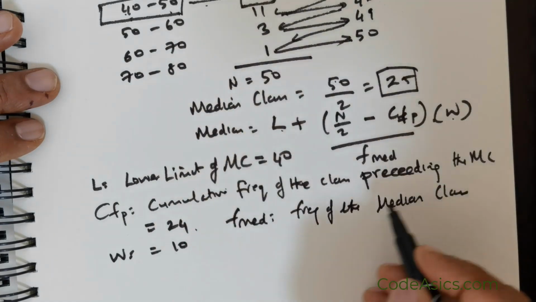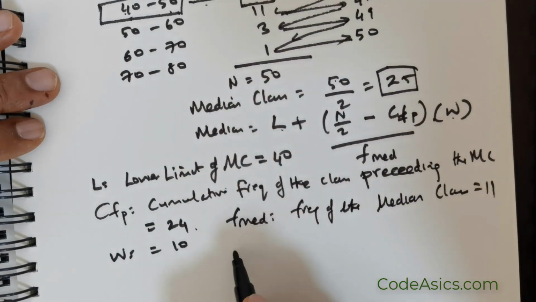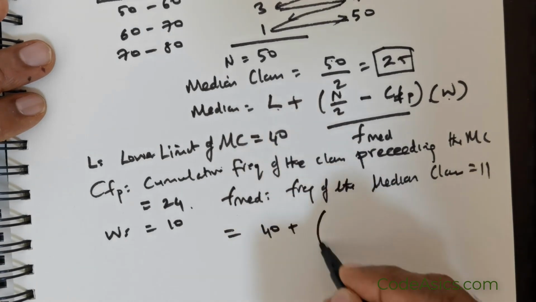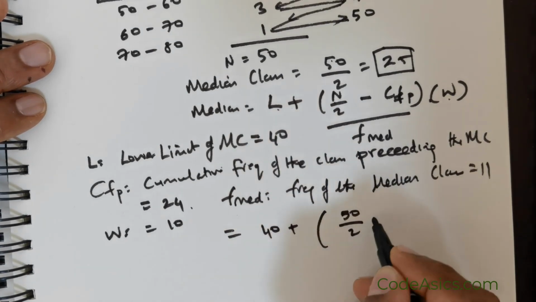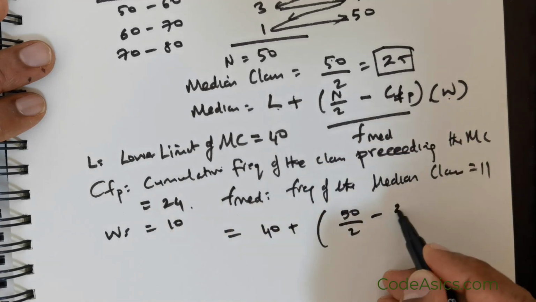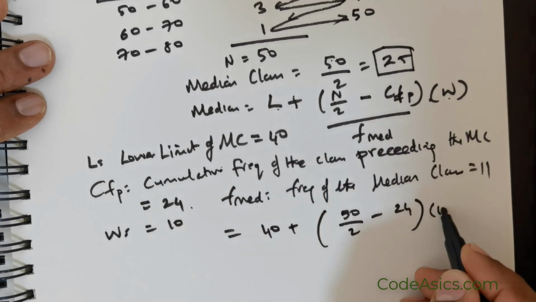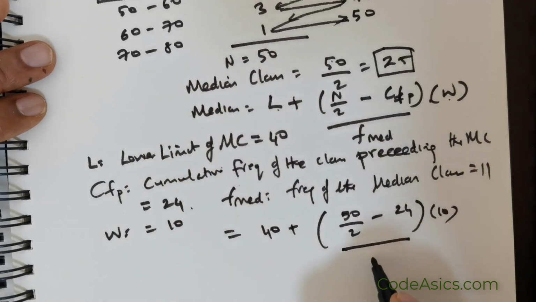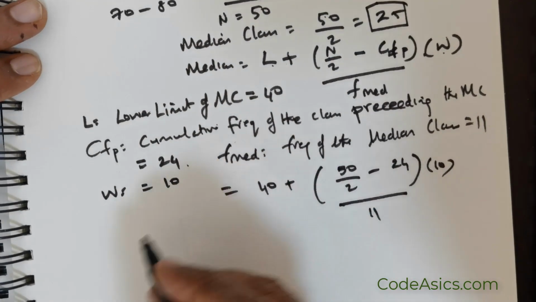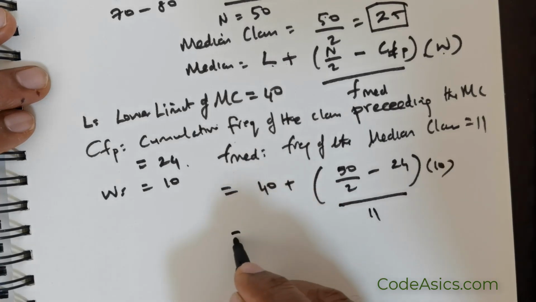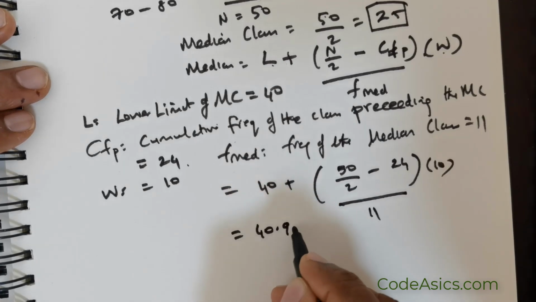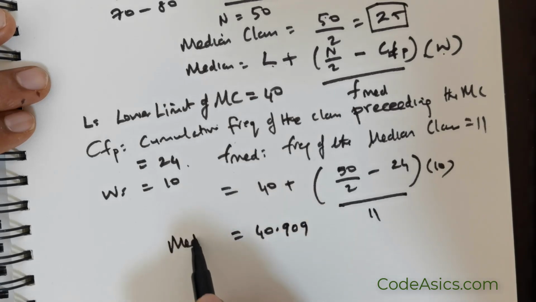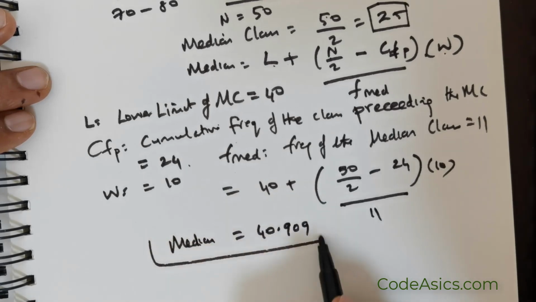The frequency of this median class is 11. Now what you need to do, substitute all of these values. So L is 40, N is 50, CFP is 24, the width is 10. You divide by the frequency of the median class, 11. So use the calculator, evaluate all of this, and you get a value of 40.909. So this is the median of the grouped data.